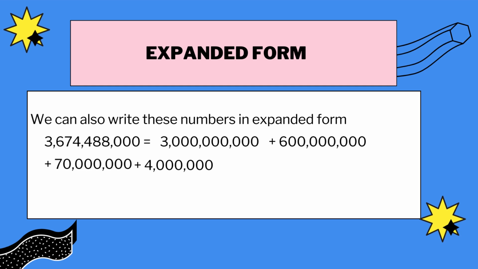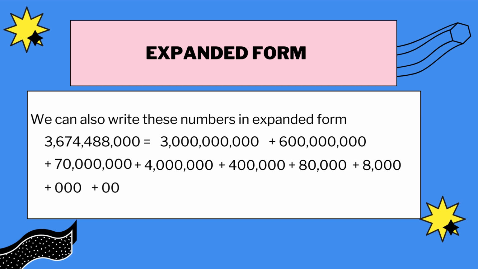Then 400,000, which is 4, and then we have 5 zeros after that. Then plus 80,000, plus 8,000, and finally the rest of the digits: 3 zeros represent zeros on the hundreds place, the next 2 zeros represent zeros on the tens place, and the last 0 represents 0 on the unit place.